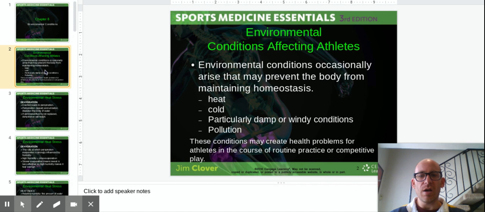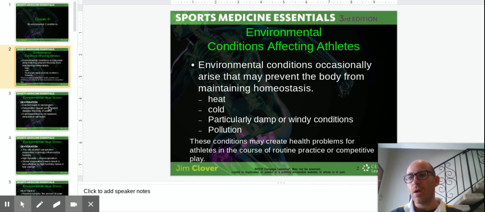The damp and windy can make the cold feel worse. Also, pollution. So in a sports environment, these conditions can create health problems for our athletes, and then you need to know how to treat them and deal with them. Today we're going to look just at heat injuries and things that arise in a hot environment. That's of particular importance for us in Southern California, as you know, that is the predominant weather that we go through.